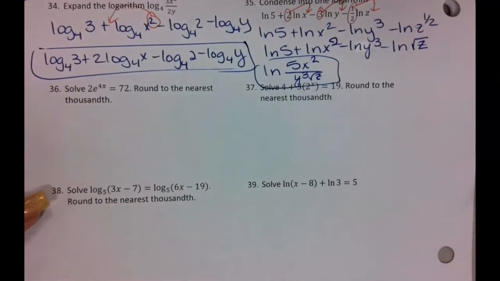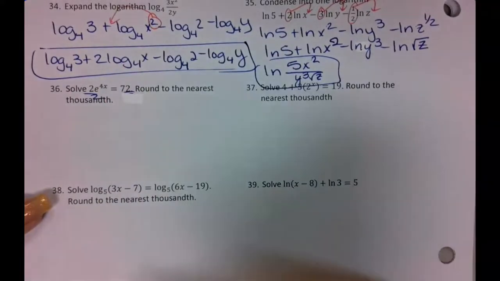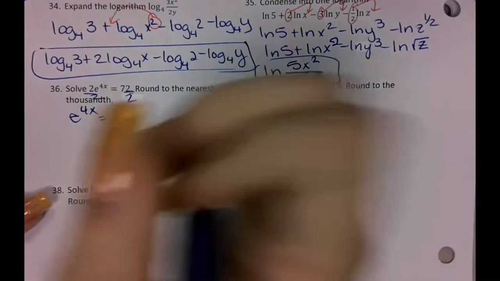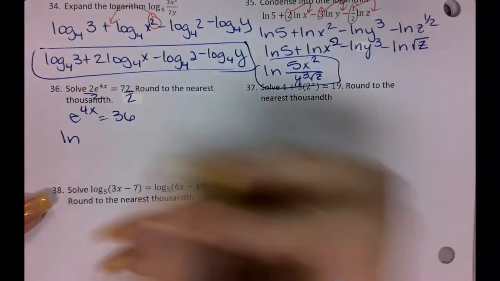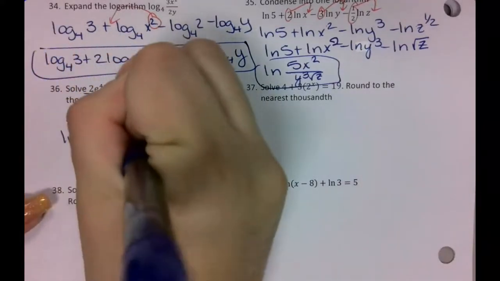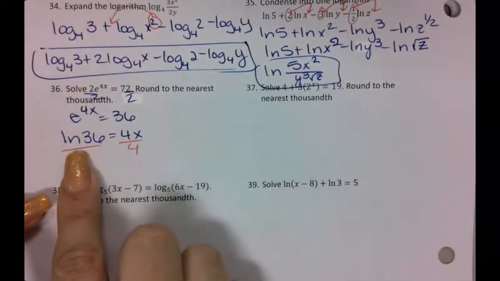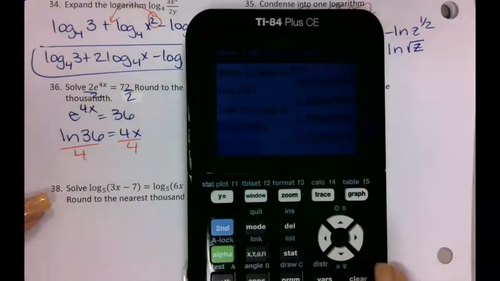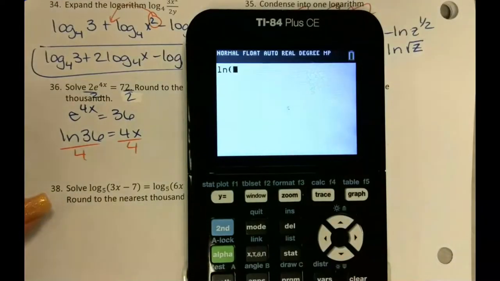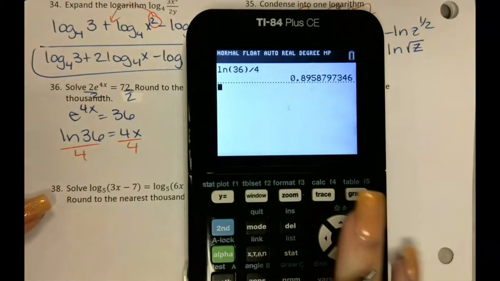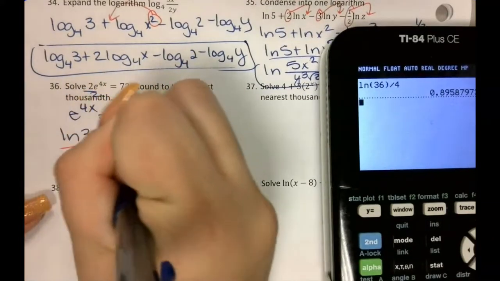Number 36 wants me to solve, so what I want to do here is I am going to divide both sides by 2 to start off with. I want to get my base alone. So then this gives me e to the 4x equals 36. Because it's base e, I can rewrite as a logarithm. The answer and the exponent switch places. This is ln of 36 equals 4x. I can divide both sides by 4. Ln of 36 is not the same thing as 36, so I need to type this into my calculator exactly as it appears. Ln 36, close off those parentheses, divide by 4. This is going to give me 0.896.